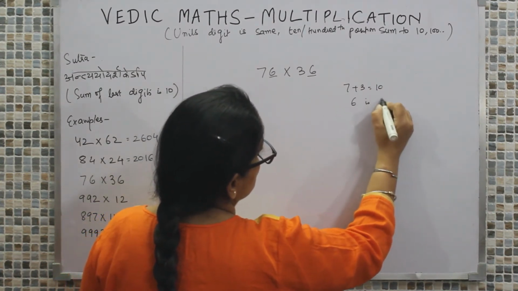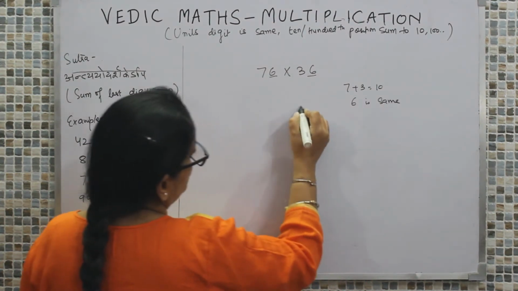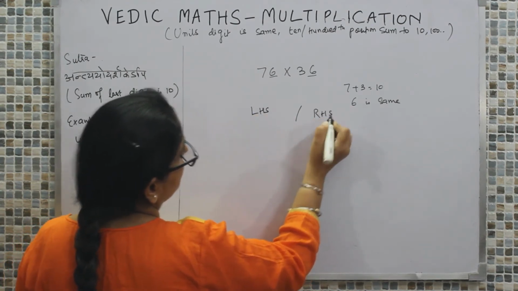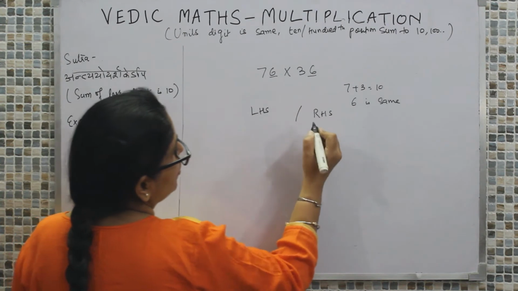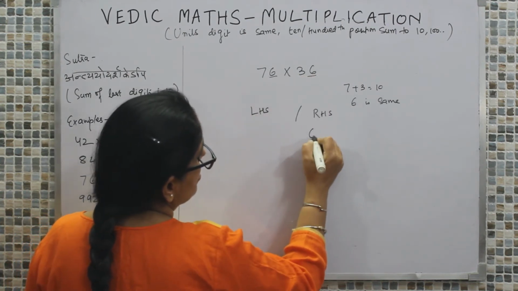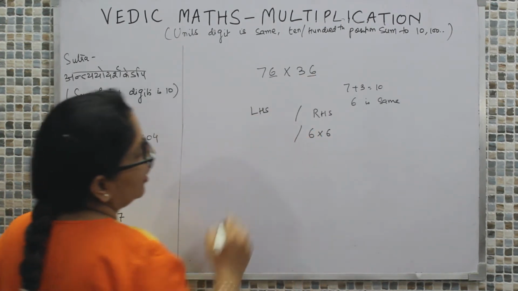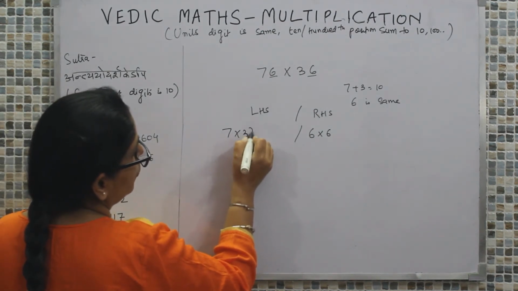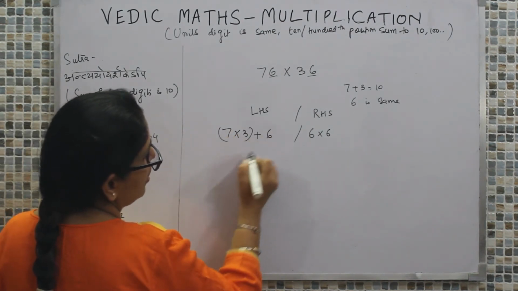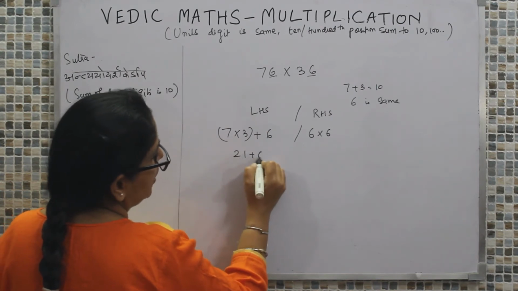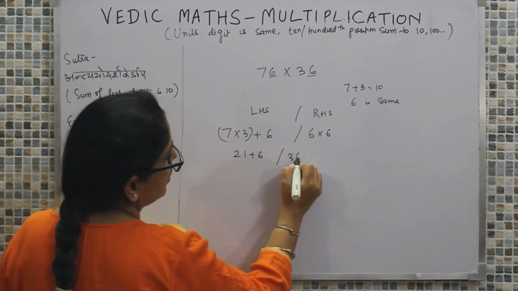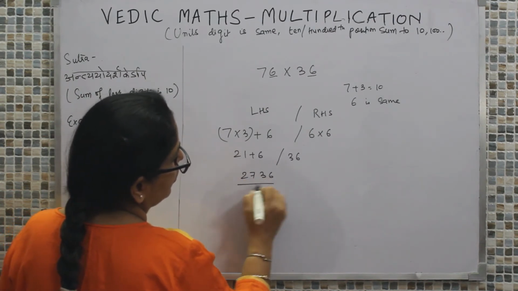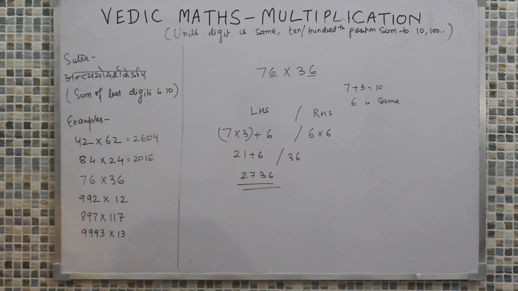6 is the same. So we split it into LHS and RHS. RHS will be simple. It will be 6 into 6 and LHS will be 7 into 3 plus 6. So 21 plus 6 oblique 36. This will be 2736. So this is our required answer.